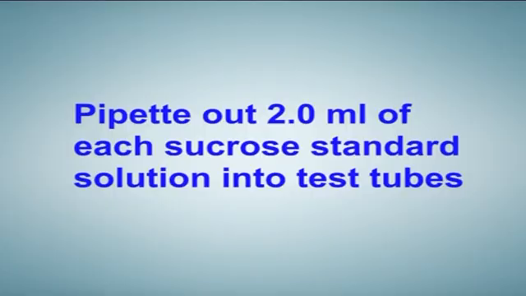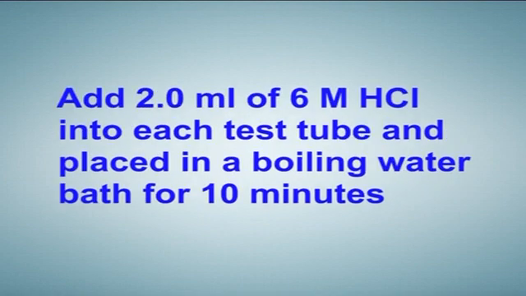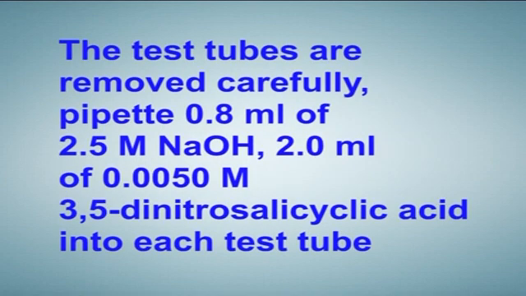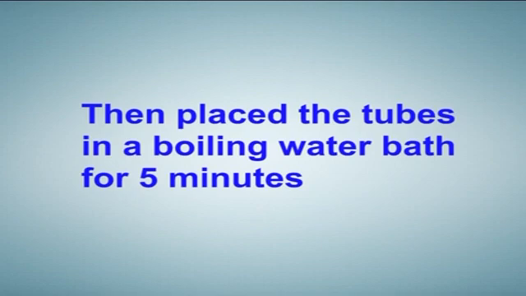Prepare 5 standards from the original stock solution and the 4 dilutions as follows. Pipette out 2 ml of each sucrose standard solution into test tubes. Add 2 ml of 6 molar HCl into each test tube and place it in a boiling water bath for 10 minutes. The test tubes are removed carefully. Pipette 0.8 ml of 2.5 molar sodium hydroxide and 2 ml of 0.005 molar 3,5-dinitrosalicylic acid into each test tube.